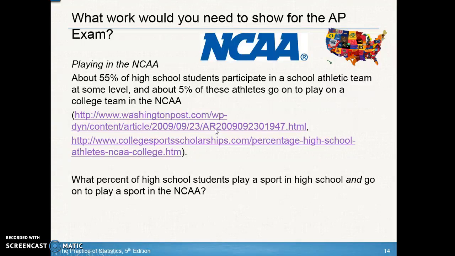All right, so go ahead and try this one and think about what work you're going to need to show for the AP exam. About 55% of high school students participate in a school athletic team at some level, and 5% of these athletes go on to play on a college team in the NCAA. So the question is, what percent of high school students play a sport in high school and go on to play a sport in the NCAA? Go ahead and try it before you check your answer on the next slide.